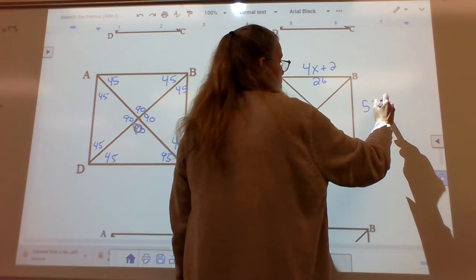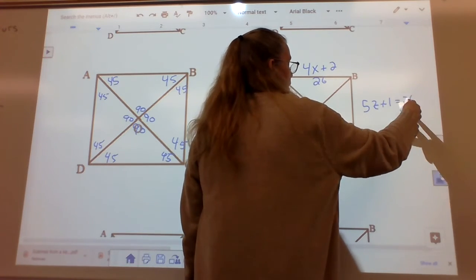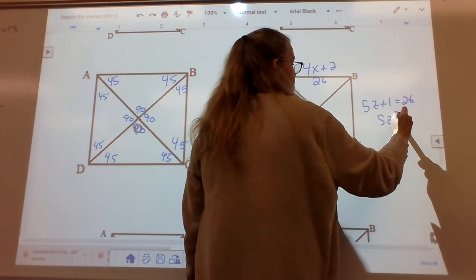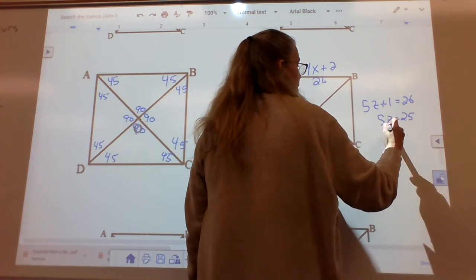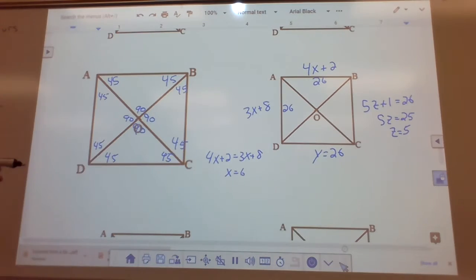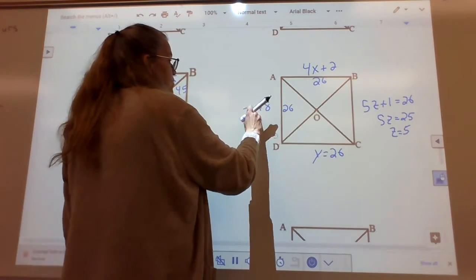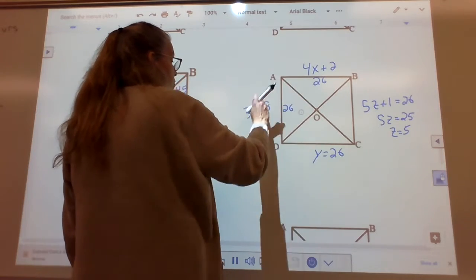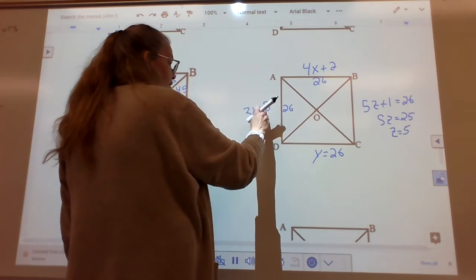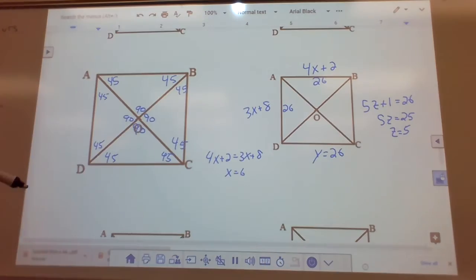I'm going to add a plus 1 here. I can say this side equals 26. Subtract the 1. 5z equals 25. z equals 5. So that was a little bit harder, a little bit trickier. Because every single side was the same, I picked the two that had the same variable, set them equal, then I could plug it back in, and then say this is 26, this is 26.